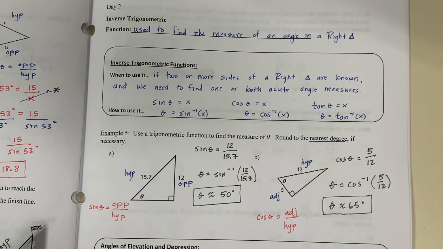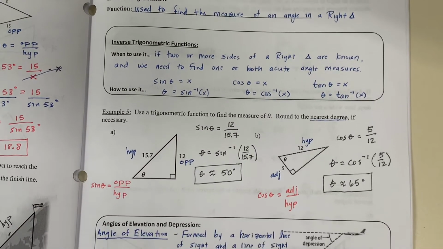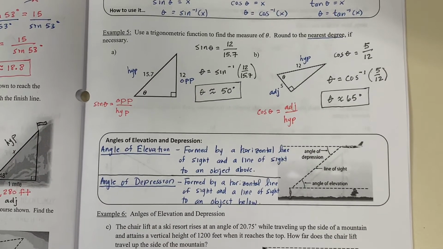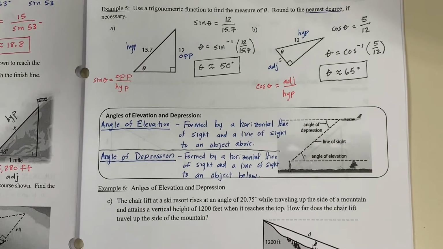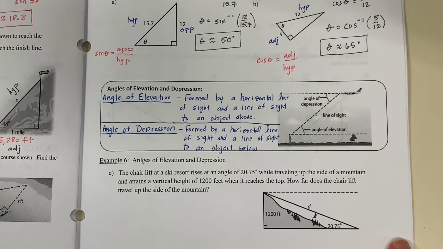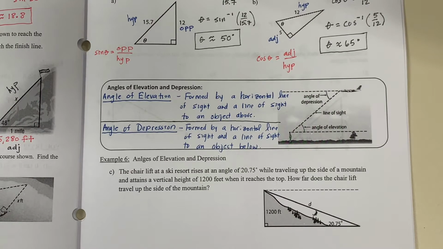Now, trigonometry has many applications. There's going to be a handful of you in your careers that will use trigonometry on a regular basis. One way that we apply trig outside of school is using angles of elevation and angles of depression. An angle of elevation is formed by a horizontal line of sight and a line of sight to an object above.